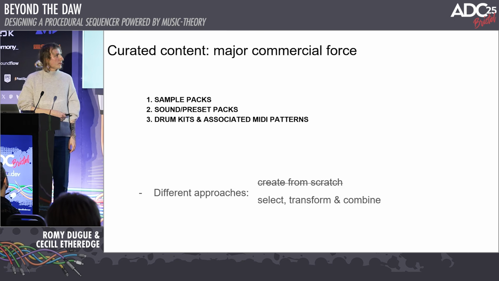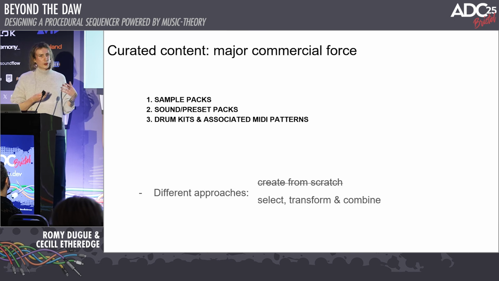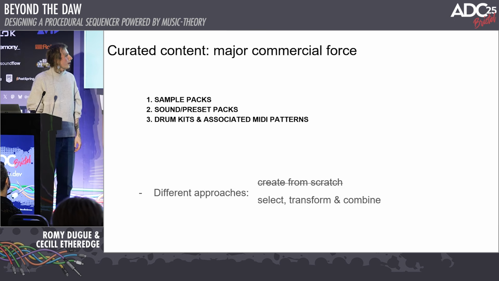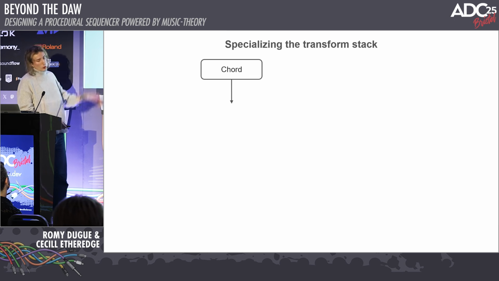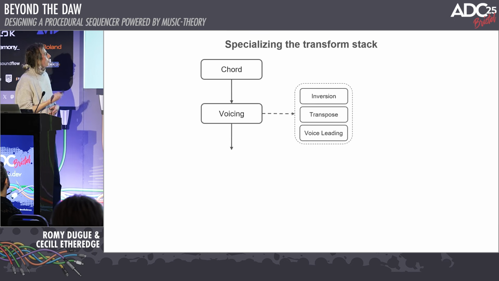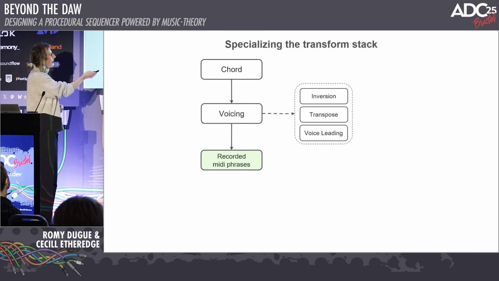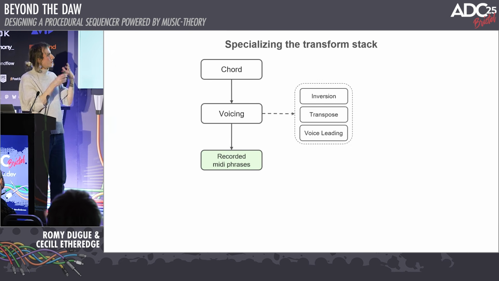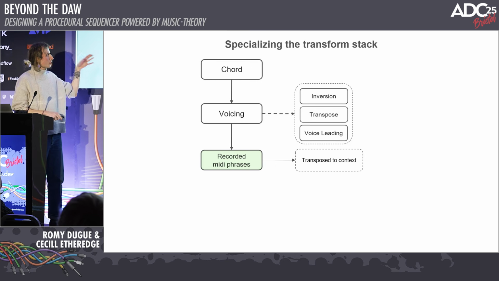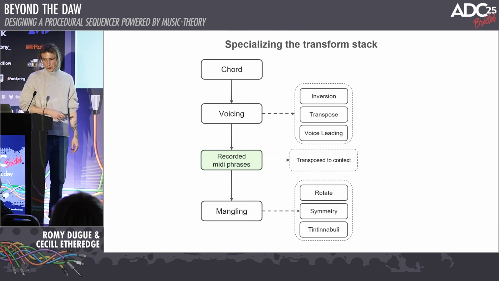We don't think about it a lot when it comes to MIDI, but it's an approach that is very natural to a lot of people when talking about sampling. So if we take our transform stack, we get chords as inputs. We voice them in a way to give them a certain color. We can apply some recorded content, repurpose it to play with that chord. For that, we're going to transpose that phrase to the context. And after that, we can do anything we want.